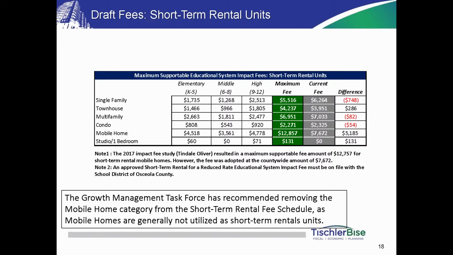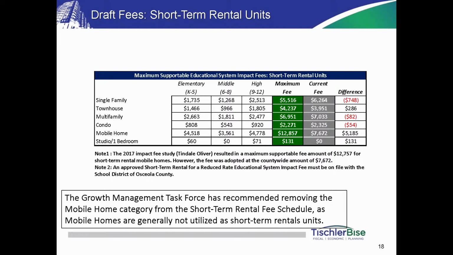So when we look at what the draft maximum fees would be for the short-term rental units, it's going down $748 for single family. It's going up $286 for townhome. It's going down $82 for multifamily, $54 for condo. And then the studio one bedroom is a new category. As you pointed out correctly, the last go round, the studio one bedroom would have been charged the multifamily rate previously, but the new rate would be $131.